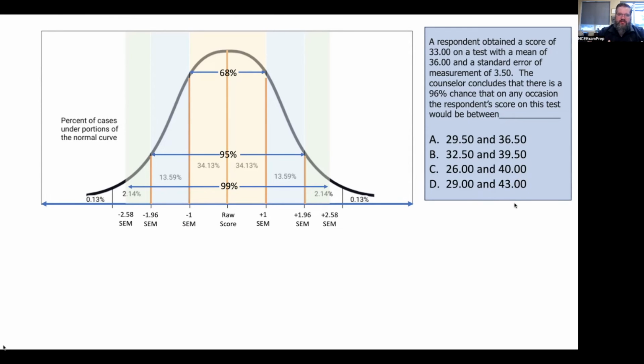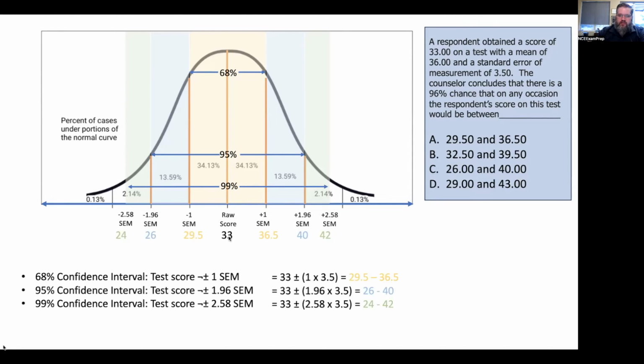If this respondent took the same test over and over again, we're predicting the likelihood that their score would be in a certain range. Okay, so we're given the answers here. Let's go ahead and plot what we know first. So our raw score is 33, and then we're going to look at the standard error of measurement, which is 3.5, and multiply that to give us each of these confidence intervals. So with a 68% confidence interval, we've got 29.5 to 36.5. Again, that's one standard error of measurement above and below the raw score.